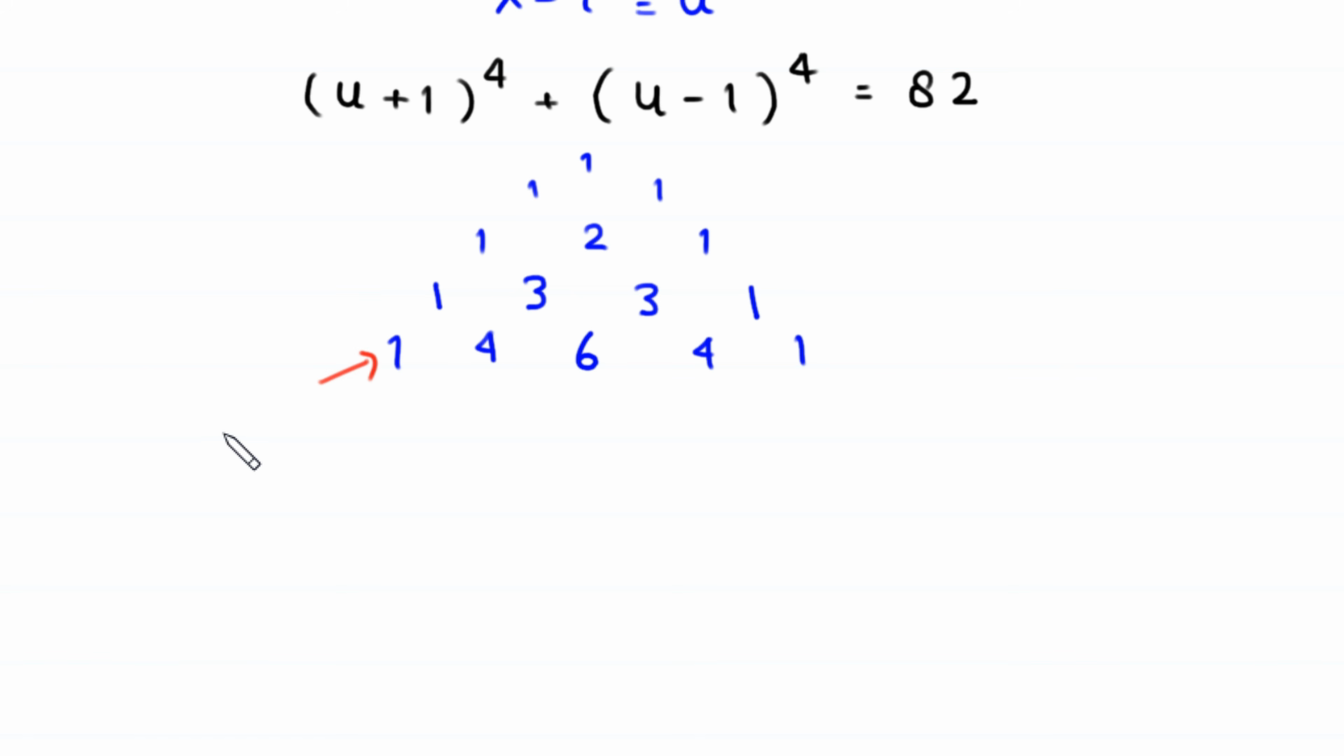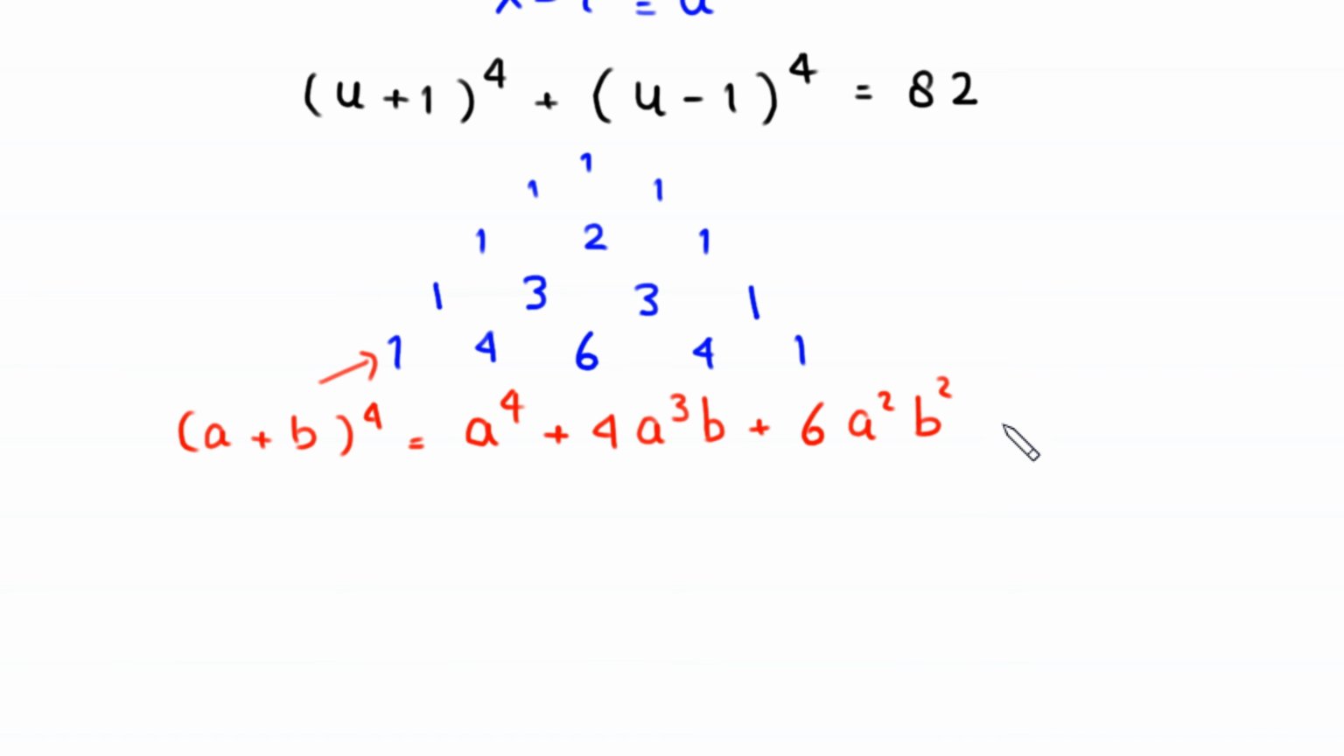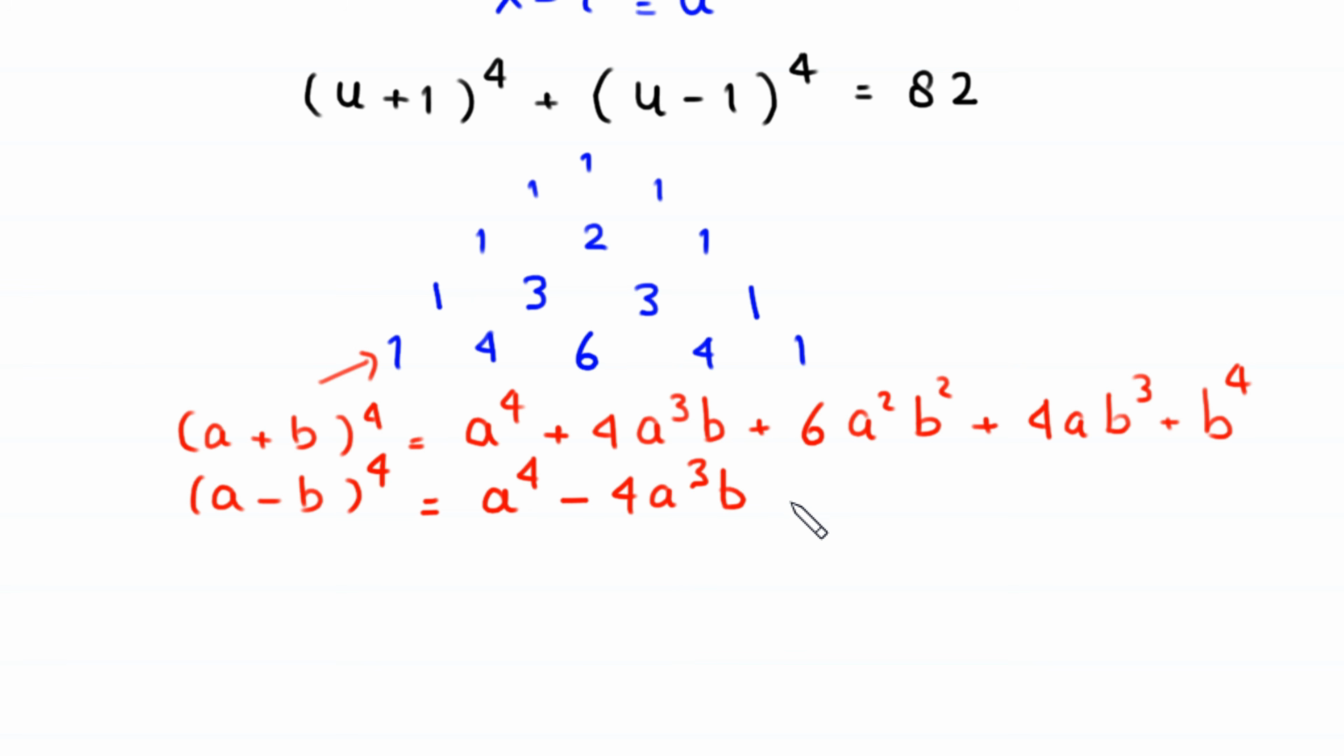According to the binomial theorem, (a + b)^4 is equal to a^4 + 4a^3 b + 6a^2 b^2 + 4ab^3 + b^4, and (a - b)^4 is equal to a^4 - 4a^3 b + 6a^2 b^2 - 4ab^3 + b^4.